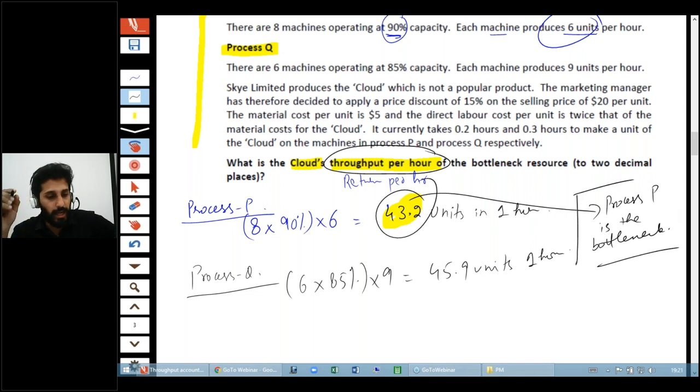Okay, Sushmita, I am repeating it again. Reply in the question box. Do you agree with this 43.2 units, how they are computed?